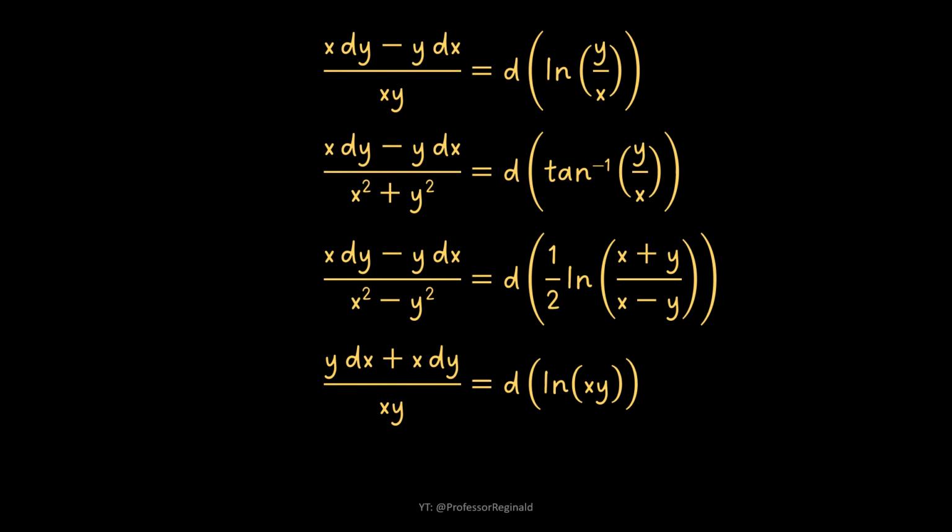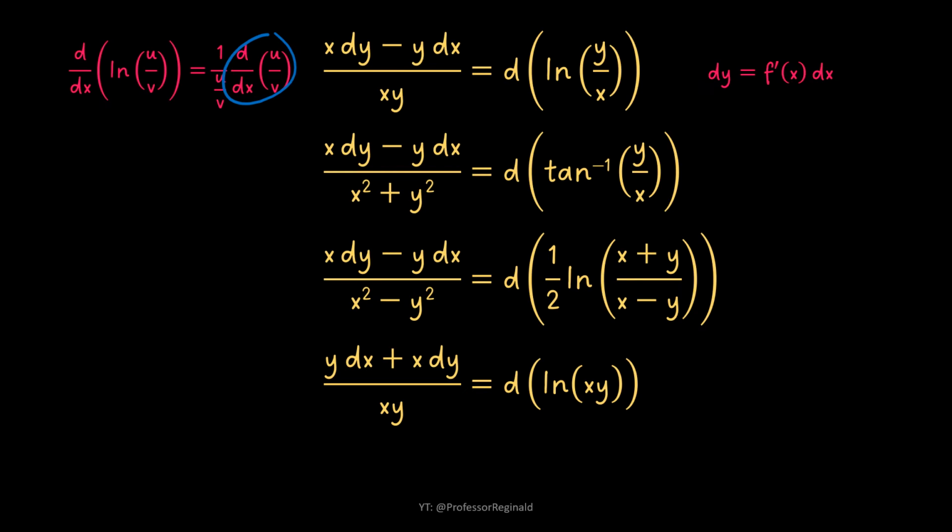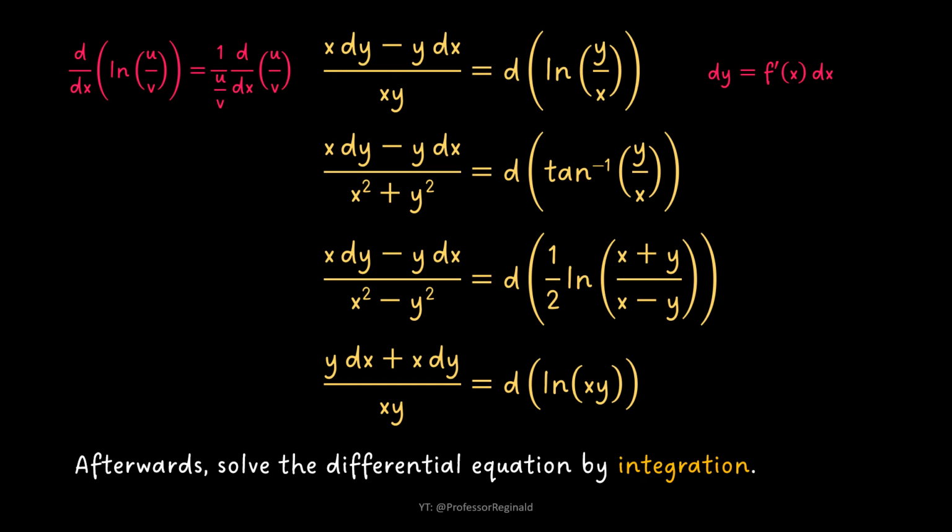As stated earlier, these differentials come from derivatives. For instance, using the chain rule, the derivative of the natural logarithm of a quotient is 1 over the quotient times the derivative of the quotient. Substitute the derivative of the quotient, and then convert into a differential, which leads to the integrable combination on the left side. After writing as integrable combinations, solve the differential equation by integration. In summary, convert a differential equation into integrable combinations, which then can be written as differentials, and then can be solved by integration.